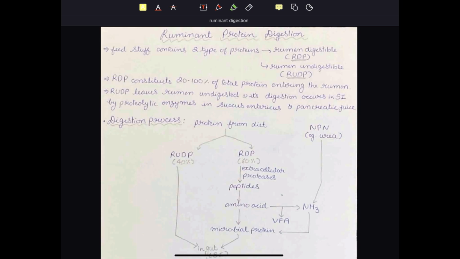In this video, we are going to do a quick revision of protein digestion and fat digestion in ruminant animals. Okay, so when we are giving any type of feed to a ruminant animal like cattle, buffalo, sheep, and goat, the protein content of that feed is classified into two components: rumen digestible and rumen undigestible.